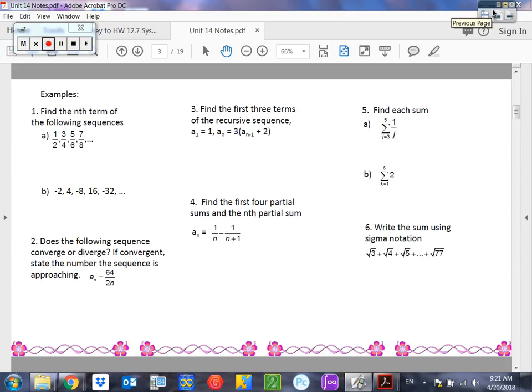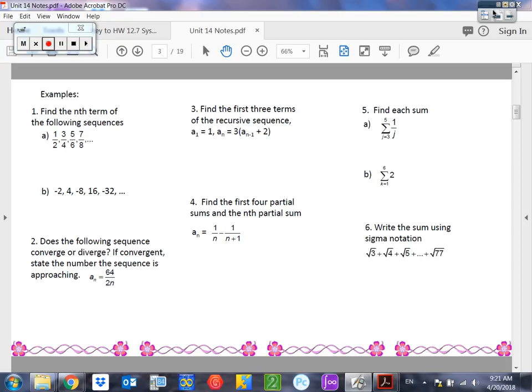So the first example is asking us to find the nth term of the following sequences. So nth term just means the formula. Find the formula that generates it. I really think that these are a little bit more difficult than arithmetic and geometric sequences, because at least in arithmetic and geometric sequences you have a formula to start with, right? At least you know, well, this is the formula I'm going to use. With these types, you are just kind of guessing and checking. It's really what you're doing. You're just trying to figure out what can I write to create this formula.